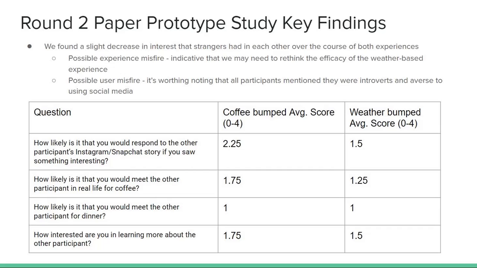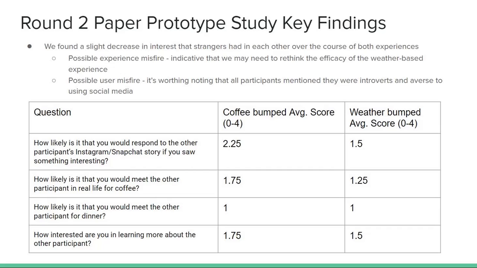If you'll take a look at this diagram, you'll see the questions listed on the left that we asked in each of our surveys following each experience. The average score is shown on a scale of 0 to 4, where 0 is where the participant experienced least interest, and 4 is most interest. For the first question, which is how likely is it that you would respond to the other participant's Instagram or Snapchat story if you saw something interesting, after the first experience we had an average of 2.25, and that decreased to 1.5.